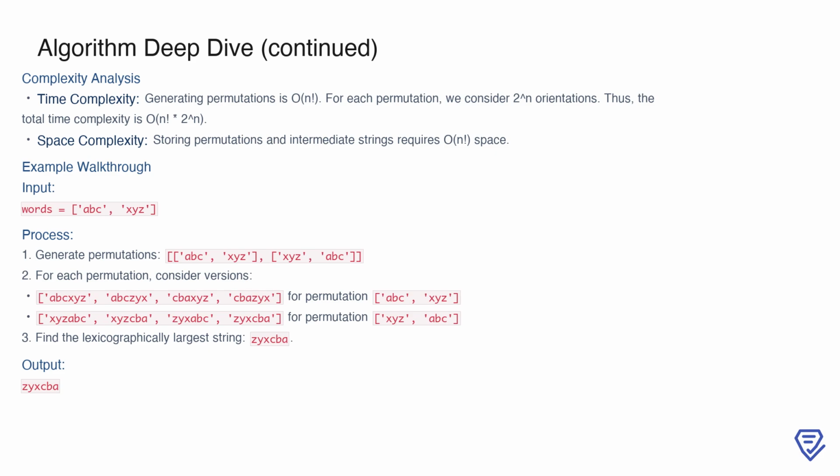For ABC, XYZ, we generate the concatenated orientations of the two strings. Similarly, for XYZ, ABC, we generate ZYXABC, ZYXCBA, and so on. Among all these, the lexicographically largest string is ZYXCBA. Thus, the output for this example is ZYXCBA.